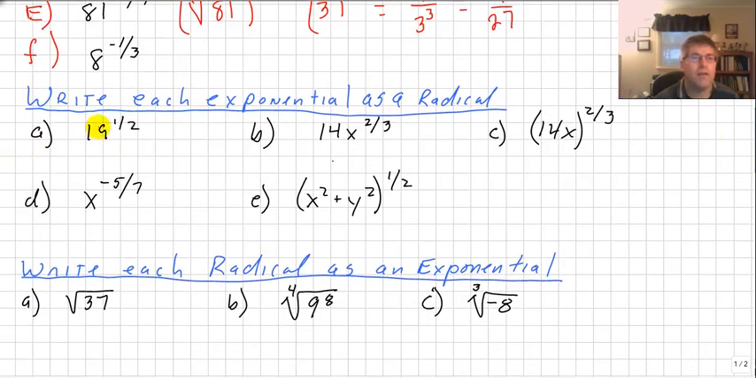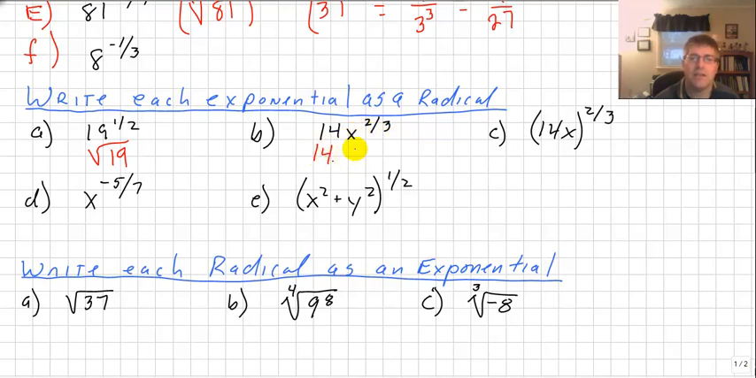Here's some more samples. 19 to the 1/2 power. Here we want to write each exponential as a radical. So power over root, this is simply the square root of 19. B and C, we'll look at these in conjunction with each other. We have 14x to the 2/3. In this case, the 2/3, power over root, is only on the x.